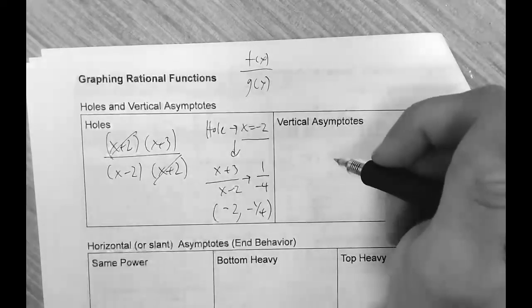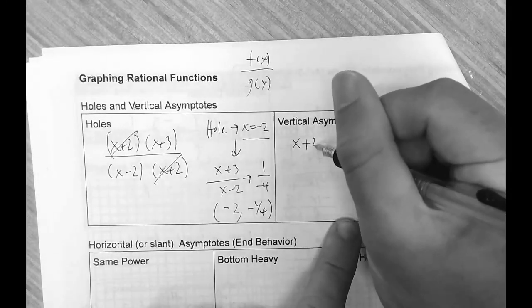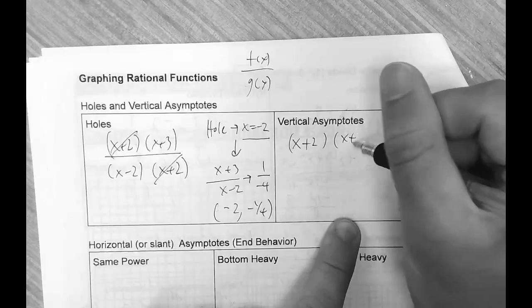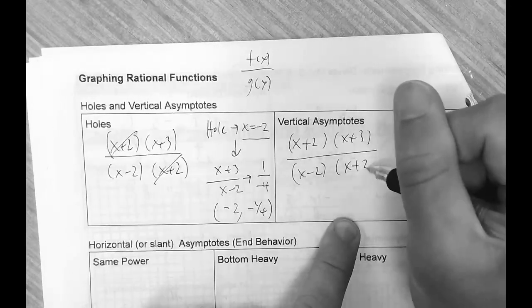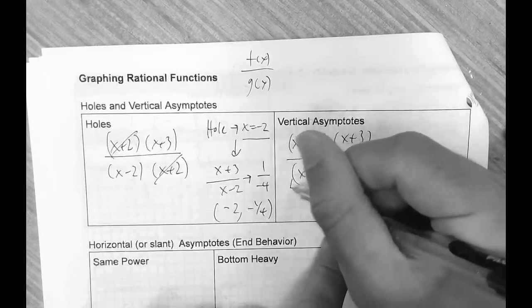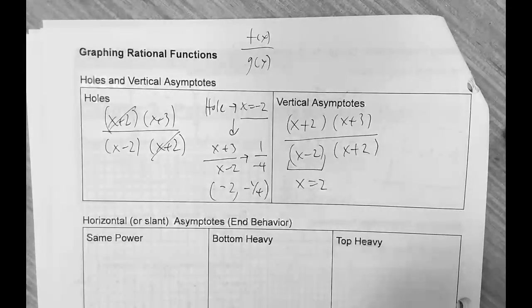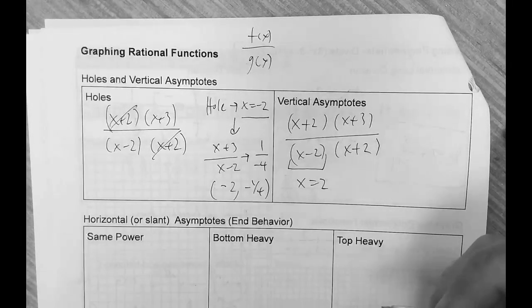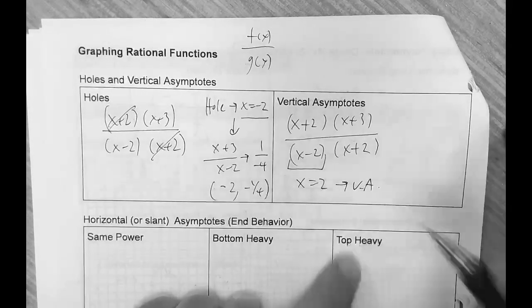Vertical asymptotes happen when a zero occurs only in the denominator. So we take that same example, x plus 2, x plus 3 over x minus 2, x plus 2. We do have that hole at -2, but right here we have a vertical asymptote at x equals 2 because it's a zero only in the denominator. This would be a VA, a vertical asymptote.